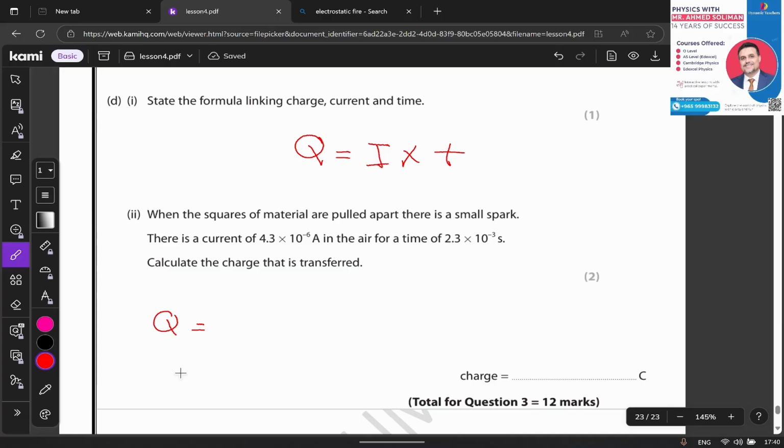Okay, Q equals IT, so 4.3 times 10 to the power of negative 6 times 2.3. So 9.89 times 10 to the power of negative 9.